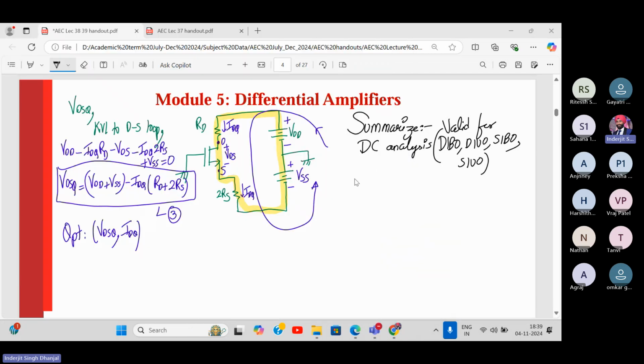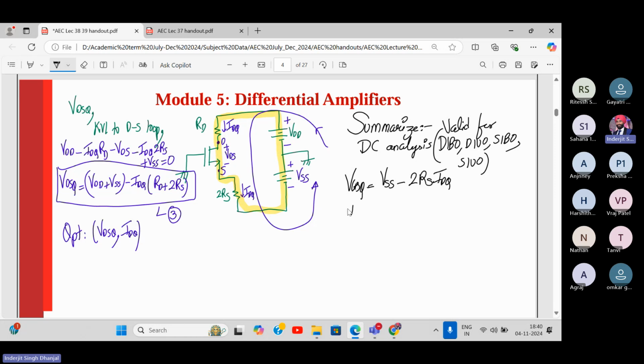Okay. So what is the first formula? VGSQ is equal to VSS minus twice RS IDQ. That's the first formula. Second formula is IDQ. Remember, in this expression, VSS has to be considered positive, because already it's negative. So don't apply negative value again over here. It will be wrong. I hope you got it.